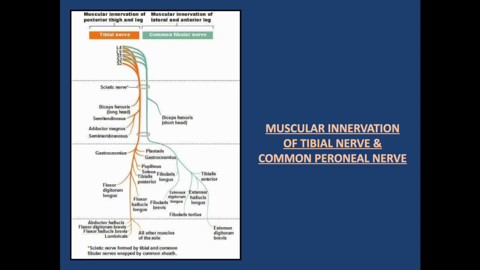This is a diagram showing muscular innervation of tibial nerve and common peroneal nerve. Common peroneal nerve is depicted in green color and the tibial nerve is depicted in orange color.